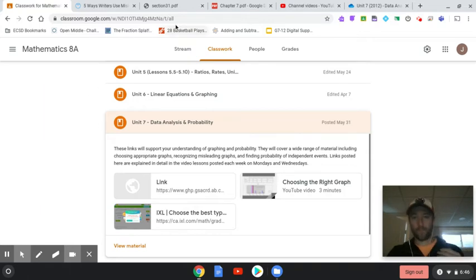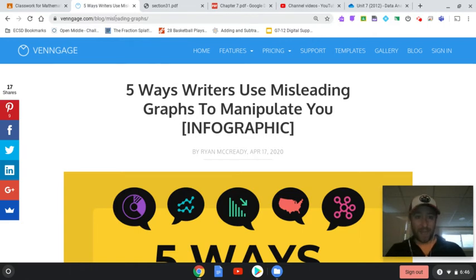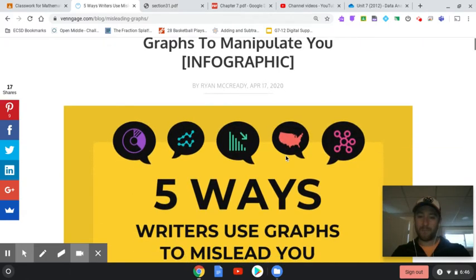So what I'm going to do is use these two links that I'm clicking up here. They are perfect. I thought about going with my own lesson. I liked these better this time. So here's what we're going to go with. This one is vengage.com, and it's 5 ways that writers use misleading graphs. So we're going to just discuss these here. I'm going to give you my input on these.